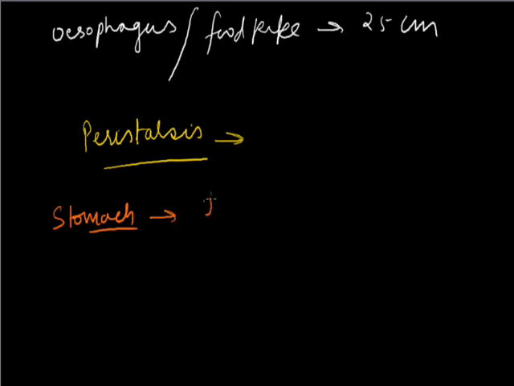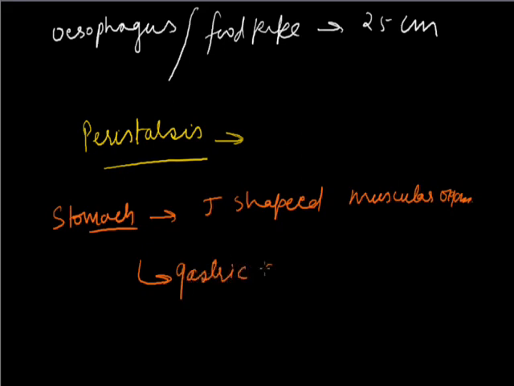Stomach in case of human beings is a J-shaped, wide and thick walled muscular organ. It lies in the left upper part of abdomen below diaphragm. It has a large number of branched and tubular gastric glands, and the secretion of gastric glands is called gastric juice.